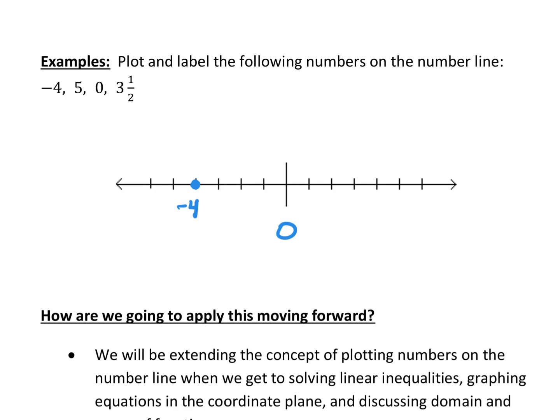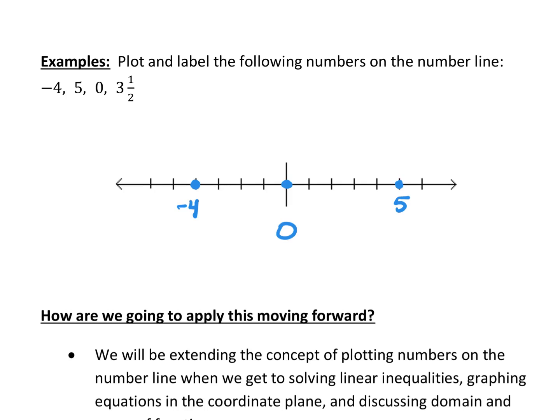All right, for the next one, to plot 5, we are going to go 5 spaces away from the middle, and because it is positive, we are going to go to the right. So in order to do this, we're going to start at 0. We move, and then we start counting, so we get 1, 2, 3, 4, 5. We put our dot for our plot, we put 5 for our label. For the third number, 0 is just going to be in the middle. I put my dot, and I already have my label there, so we're good to go.